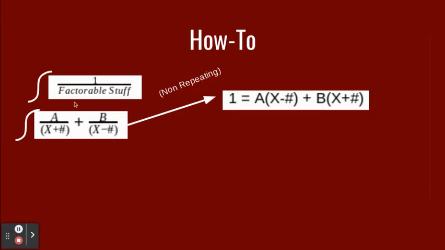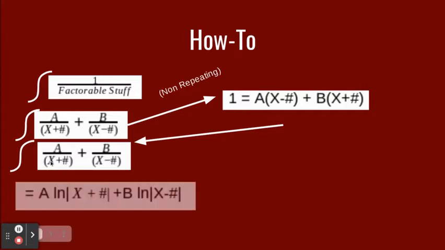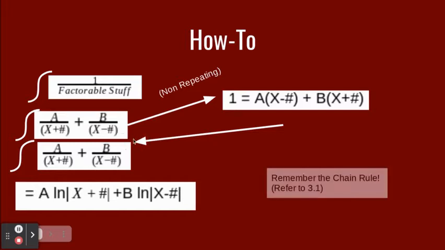So the 1 will be equal to a times x minus the number, or it could be x plus. We're just using the minus here in the example. And then b multiplied by that. Once we find the coefficients a and b, plug them back into the integral. Then we will end up with a natural log of whatever it was over, and then b natural log of whatever it was over. And then we can't forget the chain rule here, because say this was a 2x, we would have to put a 1/2 out front.